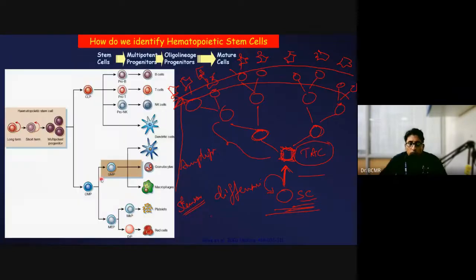So if you go through different tissue types, they may give several names based on the tissue type, which I'm not actually bothered about at this time. We don't need to mug up those things right now.